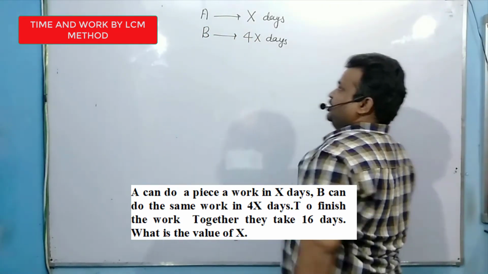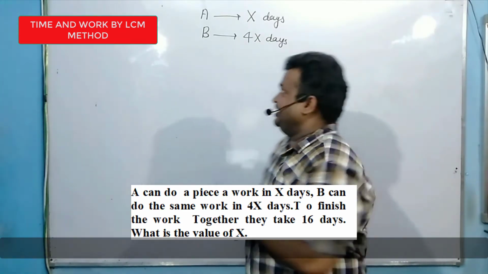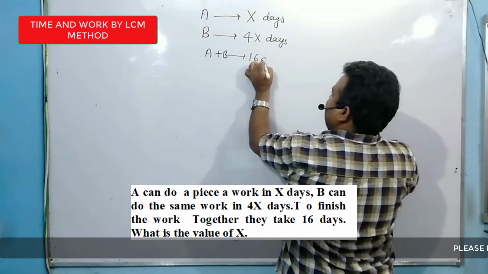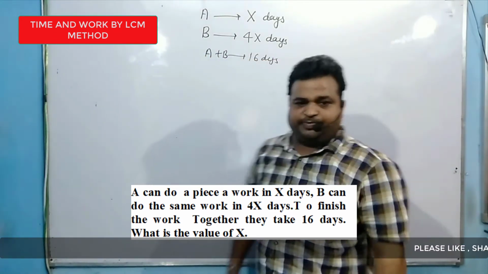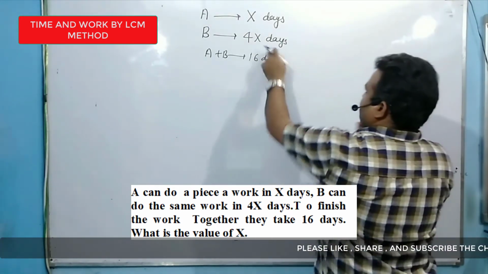Okay, fine. Now to finish the work together they take 16 days. So A और B मिल करके कितना दिन में खत्म कर रहे हैं? 16 days ले रहे हैं. Okay, this is mentioned in the question. Now you need to calculate what is the value of X.